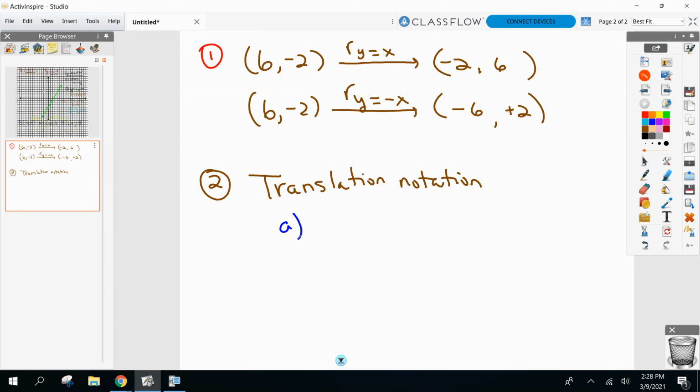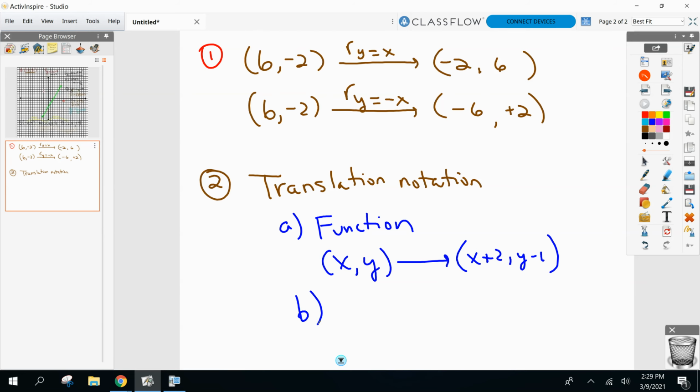So the first notation is function notation, which says x comma y goes to, and then this could be whatever your rule is, x plus 2, y minus 1. Okay, there's function notation. Then you also have vector notation, which just basically says inside here, you're going to tell me what you're doing. So 2 to the right, down 1.